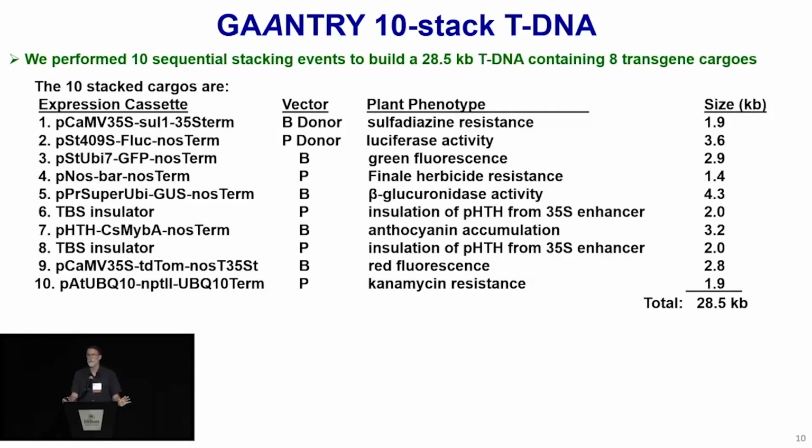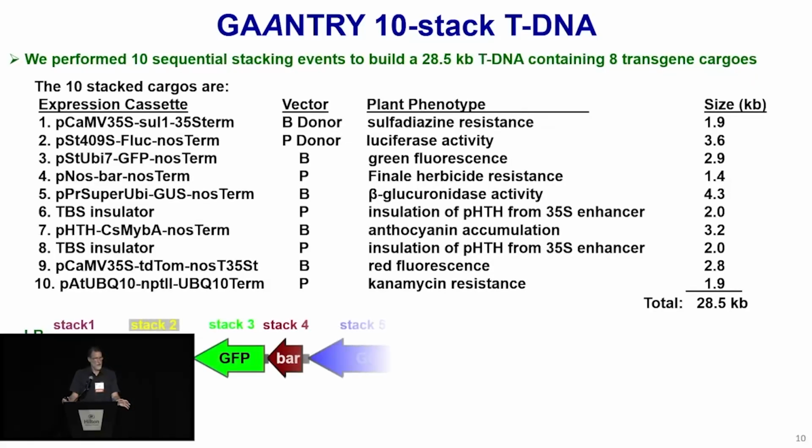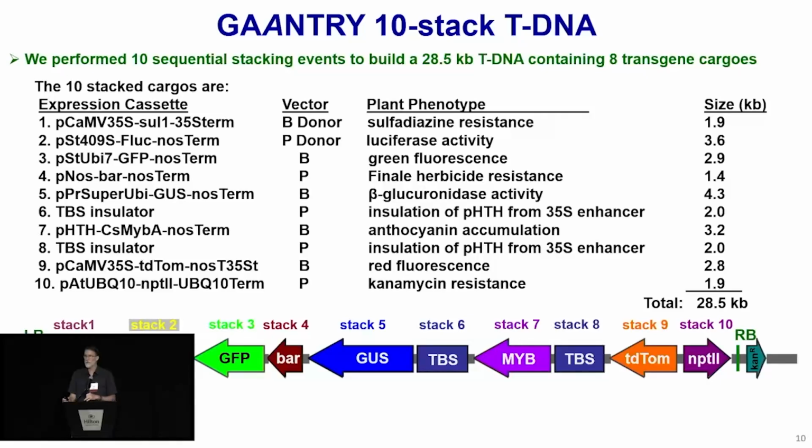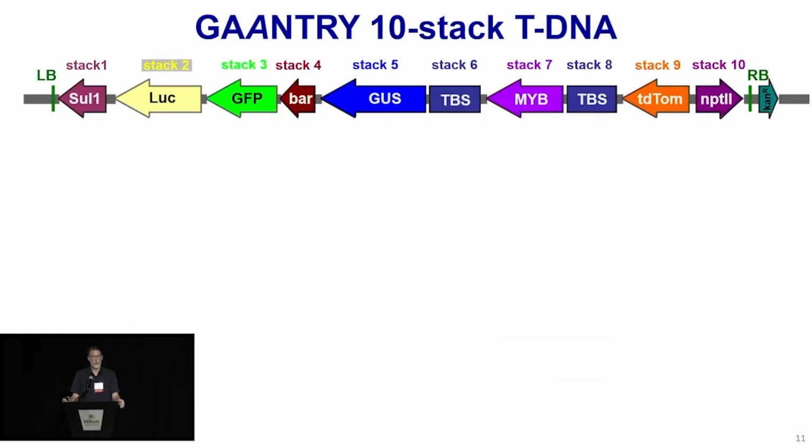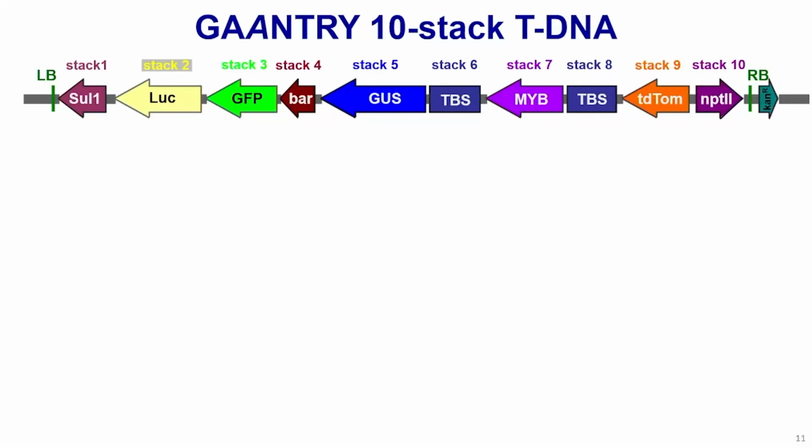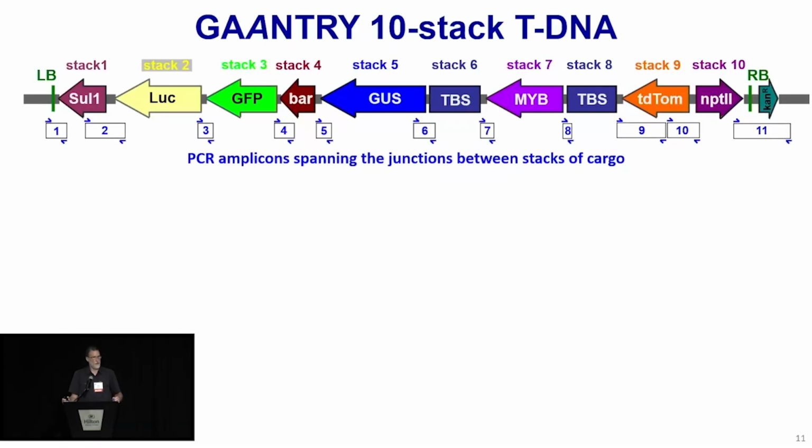You'll notice we also use a selection marker near the right border, which is the last cargo 10 there, which is an NPT2 or a kanamycin resistant marker. And I'll show you how we use both of those together. And so this is just a diagrammatic representation of what this 10 stack looked like. But of course, the question is, how does it work when you transform plants? And so, sorry, I'm getting ahead of myself.